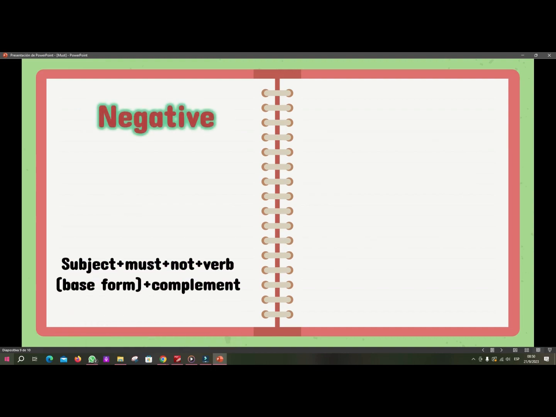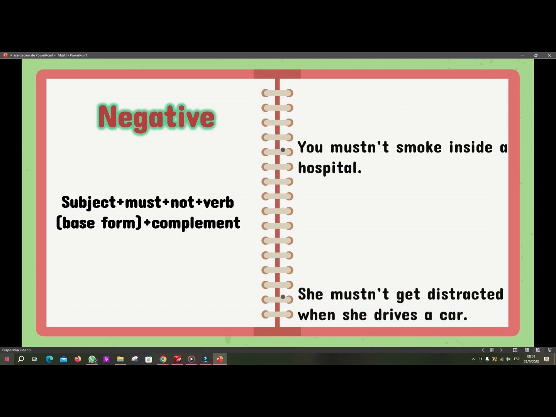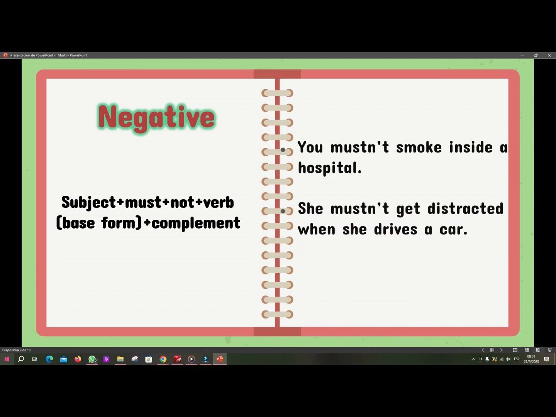What about the negative one? First, subject, then must plus not plus the verb in the base form and the complement. For example, you mustn't smoke inside a hospital. She mustn't get distracted when she drives a car. That would be great.